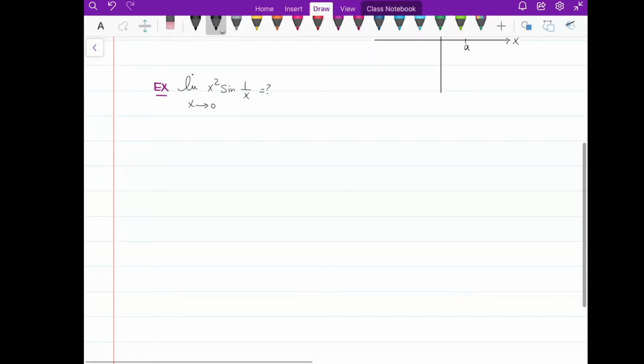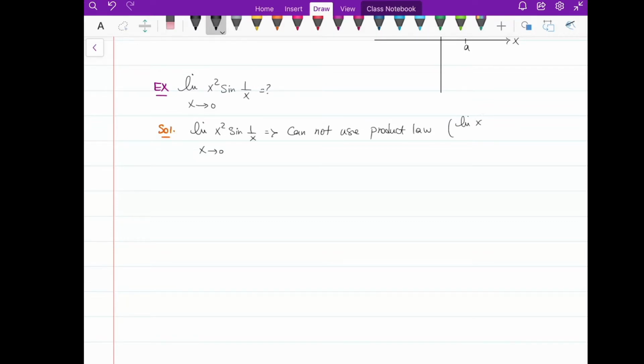So as the solution, first let's plug in x equals 0 into the function and see what we get. We get x squared sine of 1 over x as x goes to 0. As you see, because the limit of sine of 1 over x does not exist, we cannot actually use the product law for the limit.